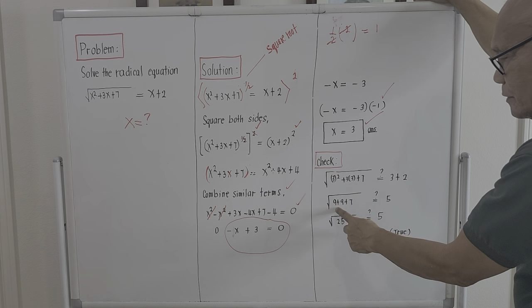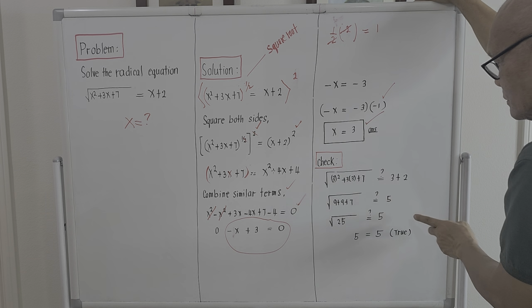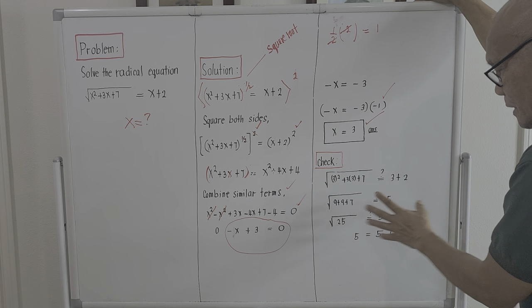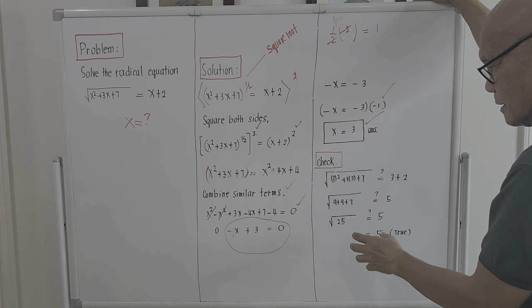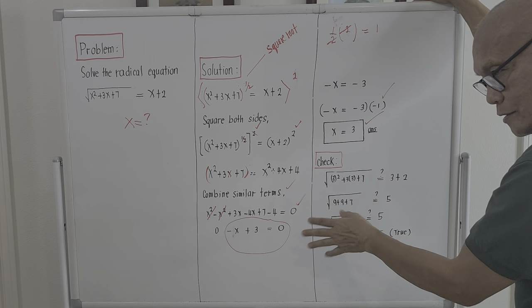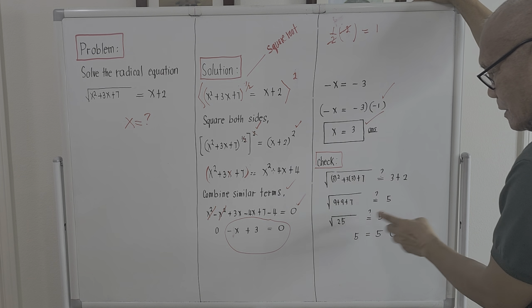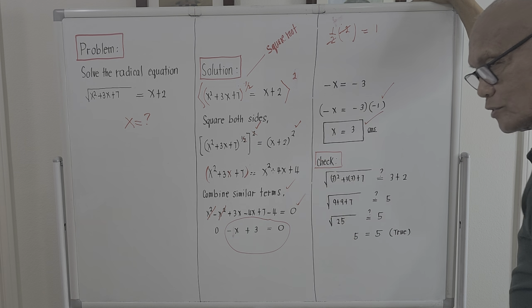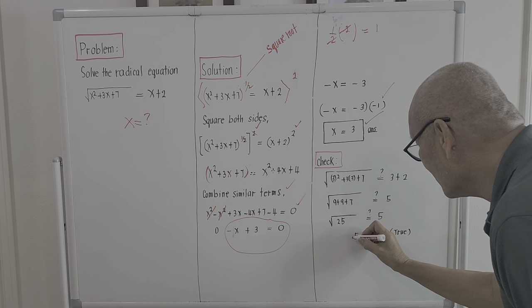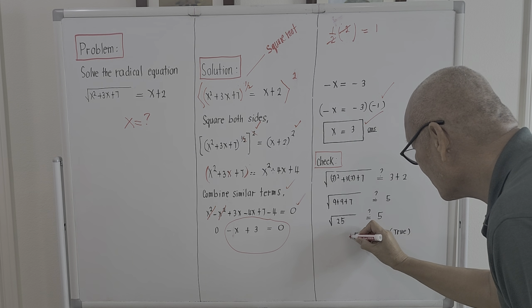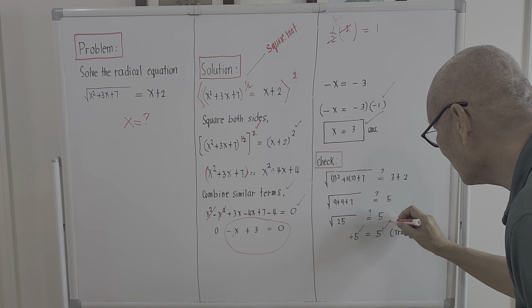3 squared is 9. 3 and 3 will be 9. This is plus 7. Is it equal to 3 plus 2 is 5? And if we try to take the summation of all the terms inside the radical sign, 9 plus 9 is 18 plus 7, that will be 25. Is it equal to 5? What's the square root of 25? It's either plus or minus 5, right? But we'll take the positive value. So positive 5 is equal to positive 5.